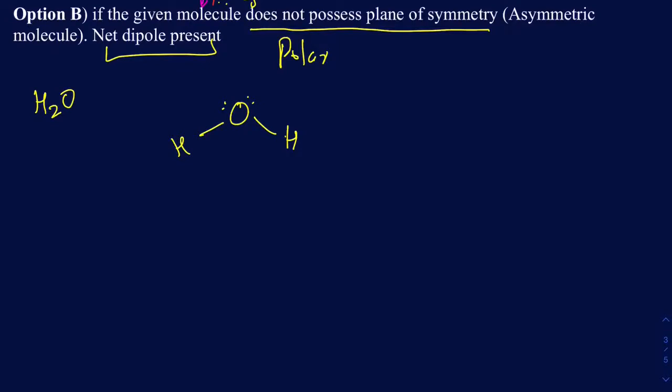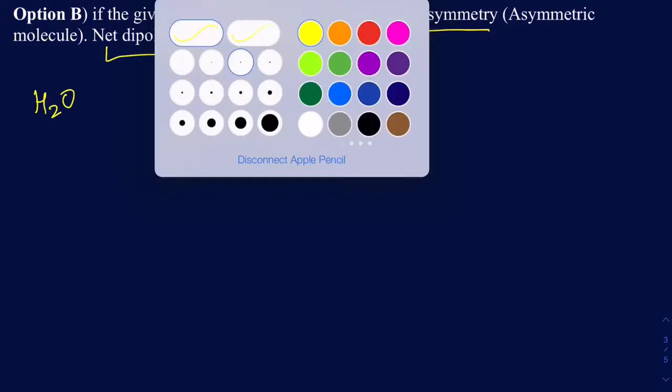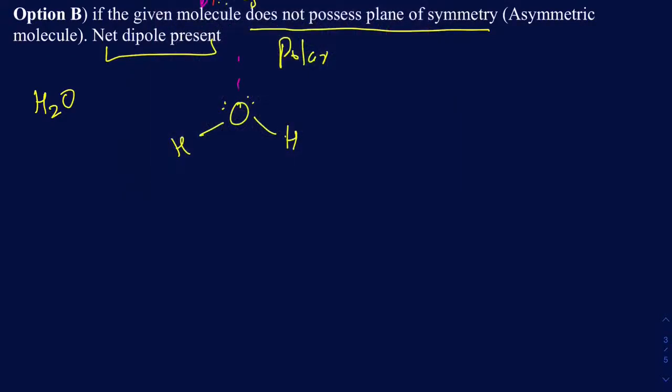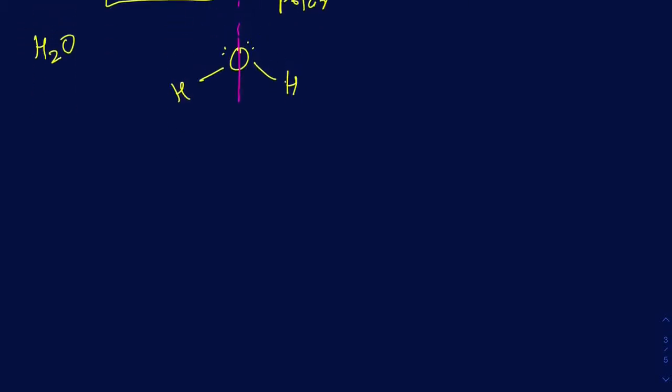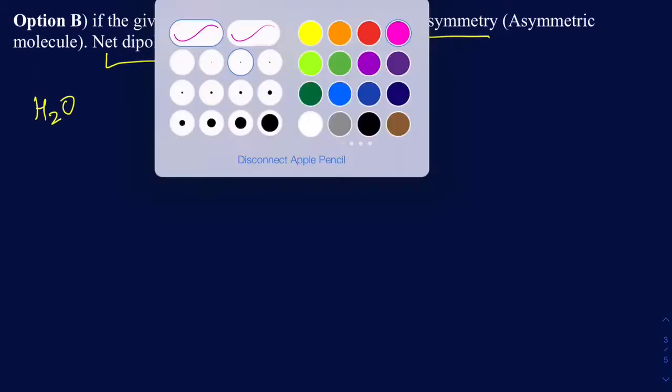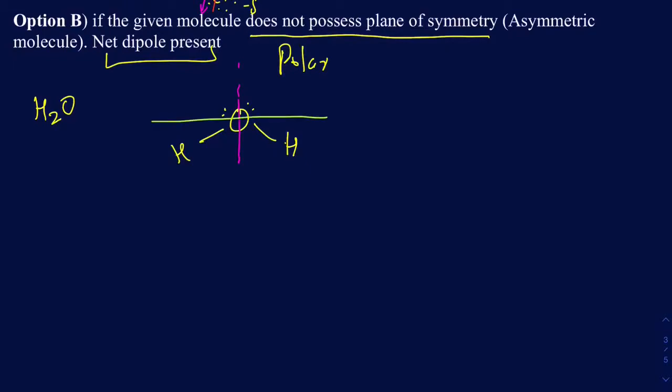And now you can clearly see there is no symmetry in the molecule. I mean, you can momentarily argue that if I draw a vertical line here, then the left side and the right side are the same. But what about when you draw a horizontal line? Then the top of the molecule is not the same as the bottom of the molecule, so that's why it does not have a plane of symmetry.